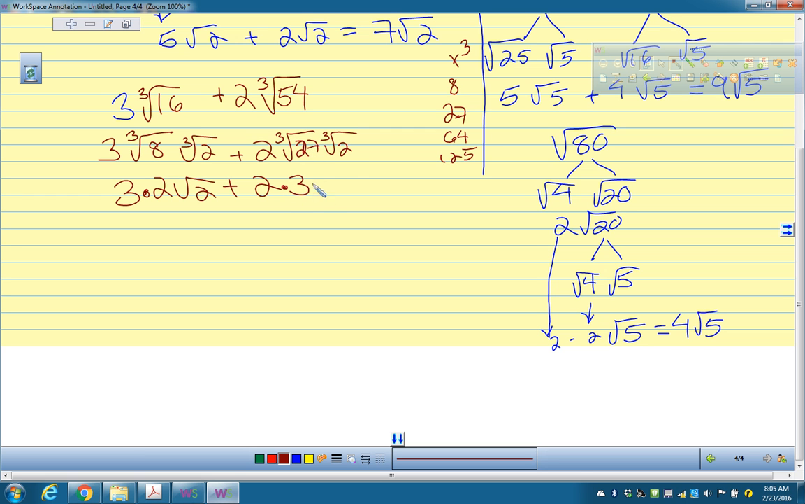3. 2 times 3 times the cube root of 2, right? Which gives me 3 times 2, which is 6 cube root of 2 plus another 6 cube root of 2. How many cube roots of 2 do I have altogether? 12 cube roots of 2, okay? Look, we're almost done already.